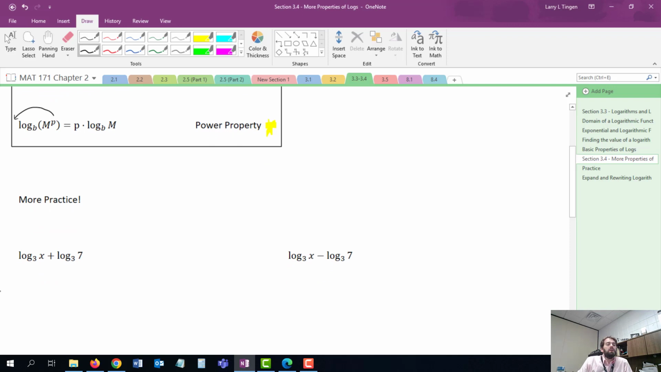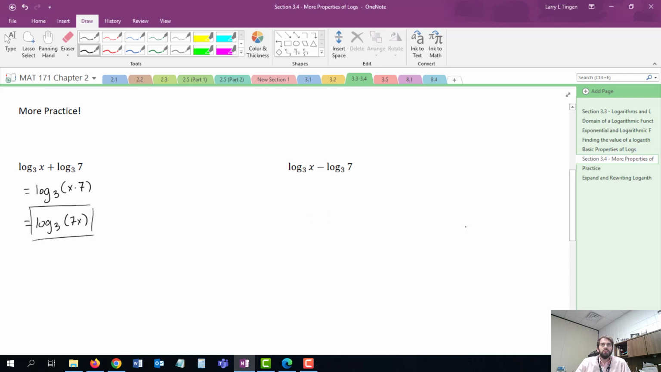So the first one here, log base 3 of x plus log base 3 of 7. I have addition on the outside, which means I can rewrite this as multiplication on the inside. So log base 3 of x plus log base 3 of 7, log base 3 of x times 7, and yes, I would typically swap that order and make that 7x. Both are correct.